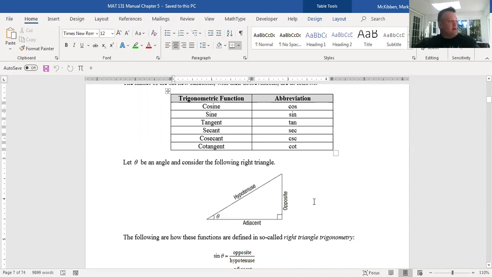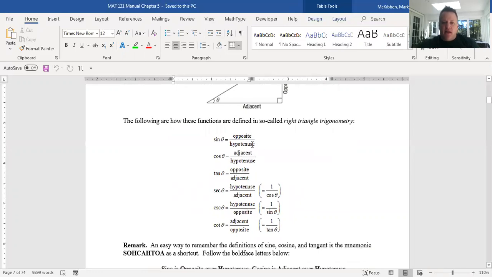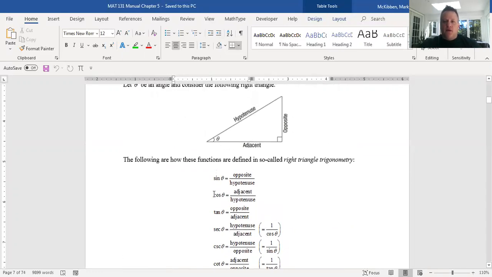Okay, so using the context of the right triangle, let's let theta be an angle, and we're going to consider this right triangle where the adjacent side is this guy, and we're always talking with respect to theta. The opposite side to theta is this guy, and then the hypotenuse of the triangle is the side of the triangle opposite the 90-degree angle. Okay, and so by definition, from right triangle trig, these are how you define the sine, cosine, tangent, and so forth.